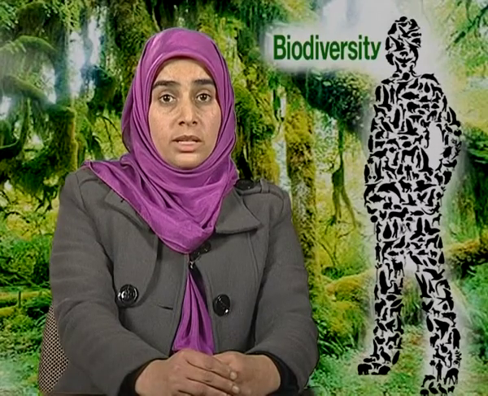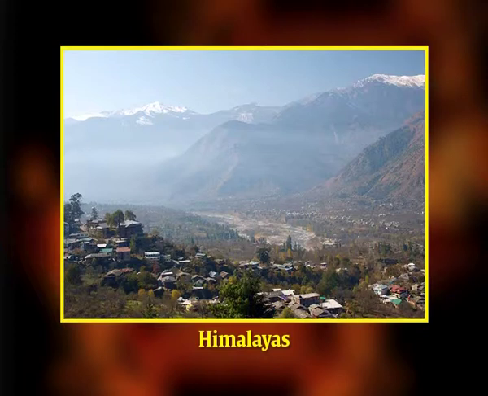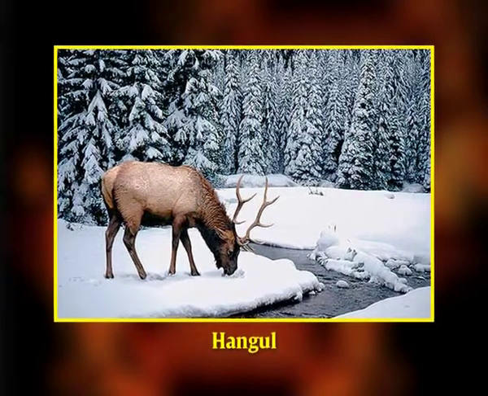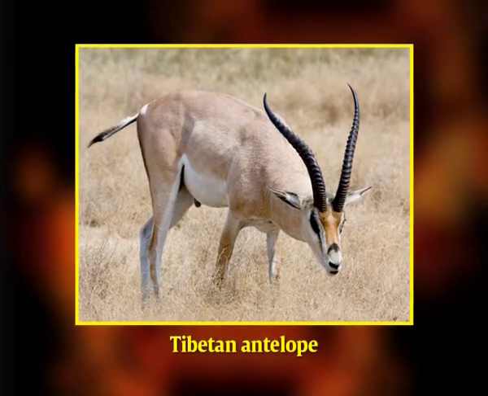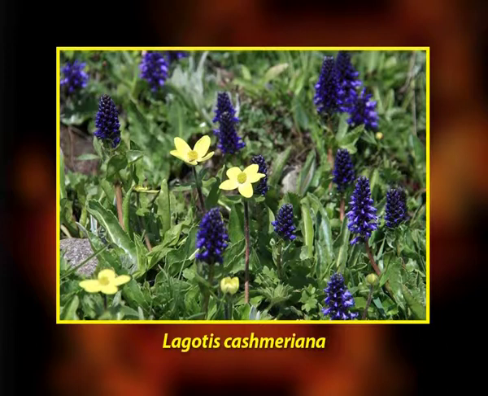Jammu and Kashmir state, situated in the north of the Indian subcontinent and forming the northwestern extremity of the Himalayan mountain range, is spread over an area of 2,22,236 square kilometers. Jammu and Kashmir comprises 3 different geographical cum agroclimatic territories of Jammu, Kashmir and Ladakh part of the Himalaya. The 3 territories also harbor a unique wildlife and flora. Kashmir has the unique distinction of having the prestigious hangul, which is found nowhere else in the world, while Ladakh is famous for its Tibetan antelope or chiru. Some important endemic plants are Berberis kashmiriana, Delphinium kashmirianum, Lloydia kashmiriana, etc.